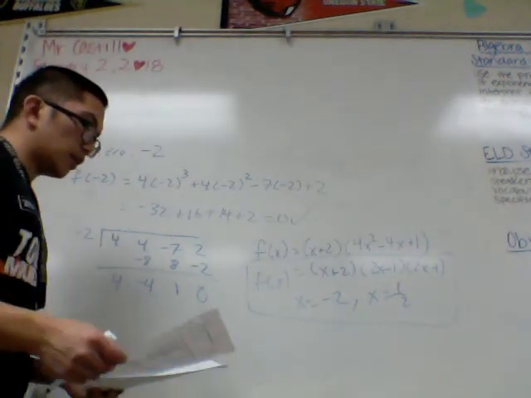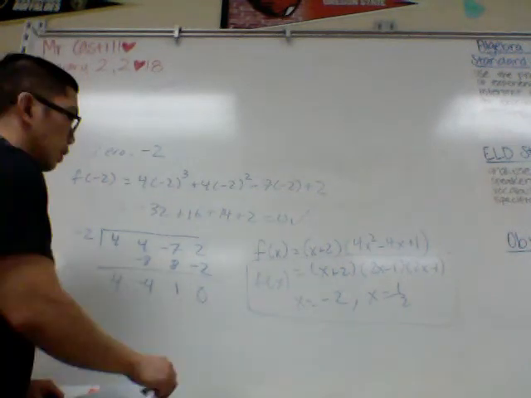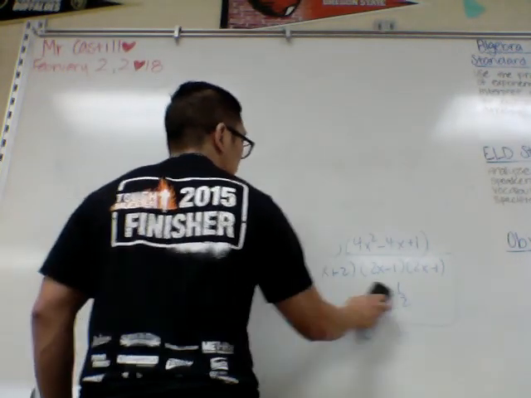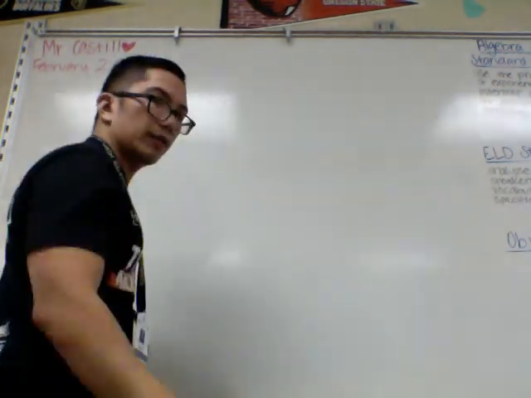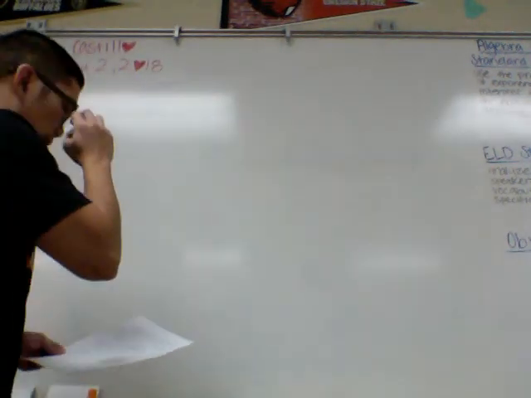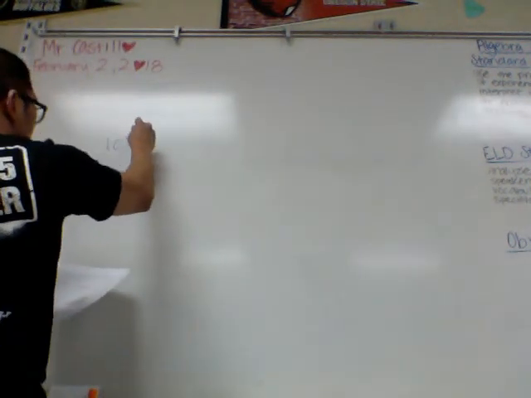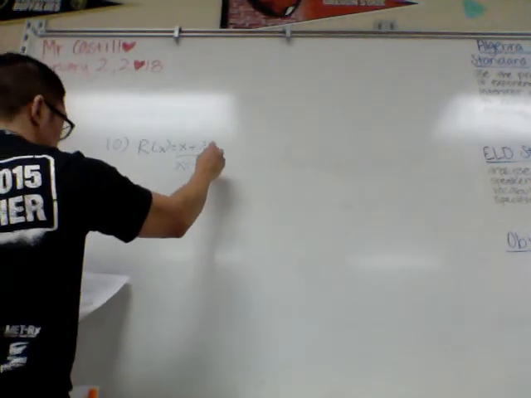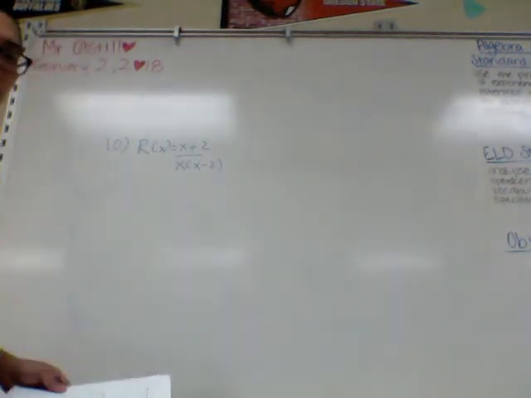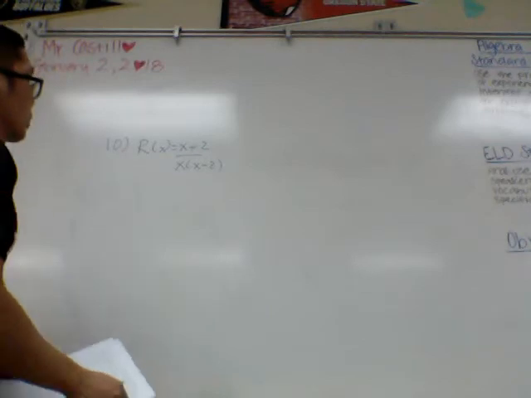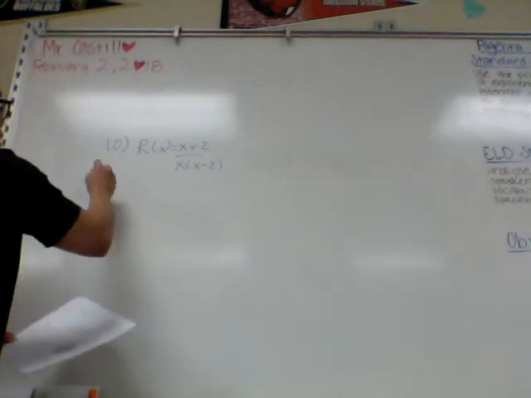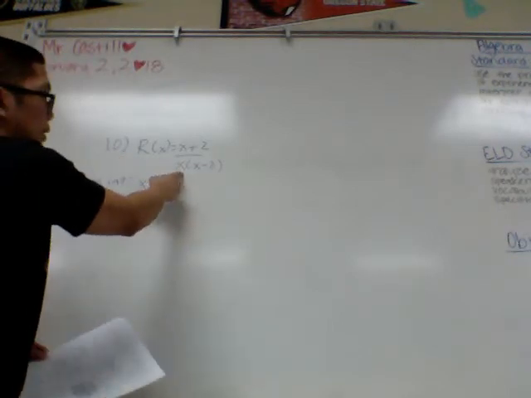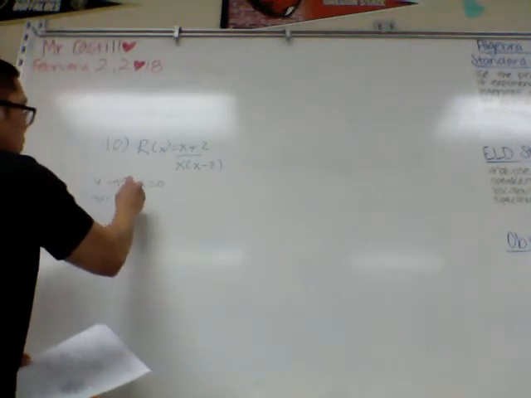Now, number 10. I know a lot of you still have issues with the graphing. So let's go through this problem and see how to graph this function. Number 10, you have r of x is equal to x plus 2 over x times x minus 2. It's already in reduced terms. So let's find the intercepts. The y-intercept is when x is equal to 0. But if x is equal to 0, the bottom would be 0 and it would be undefined. So there are no y-intercepts.